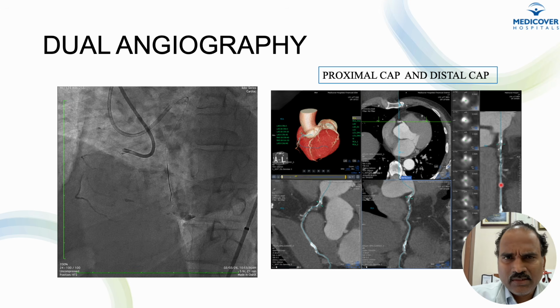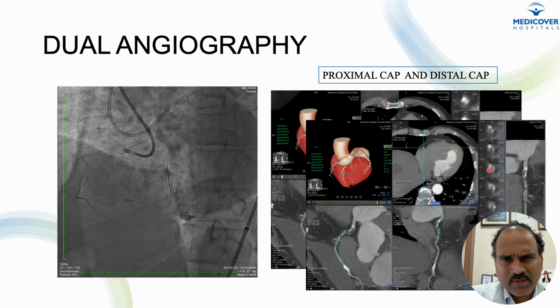Coming to the distal cap, this is the distal cap. Again, even at the distal cap, there is a side branch, and the distal cap again is calcified. You can see the calcium in the cross sections of the distal cap. So essentially it's an ambiguous proximal cap, an ambiguous distal cap, and a lot of calcium in the CTO segment.